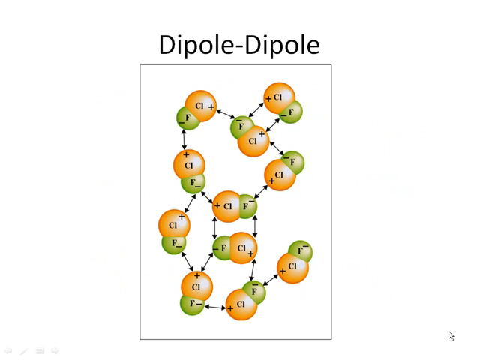Dipole-dipole, like I said, exists between 2 polar molecules. And you can see here, here's a polar molecule. Its negative end is interacting with the positive end of another molecule, and its positive end is interacting with the negative end of another molecule. It's pretty much like thinking about a whole bunch of magnets running around. Which ends do they interact with? How do they interact with them?